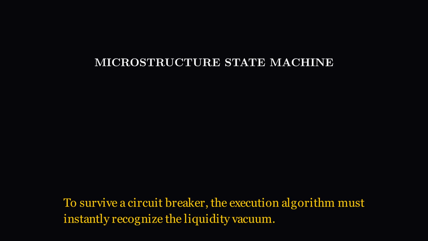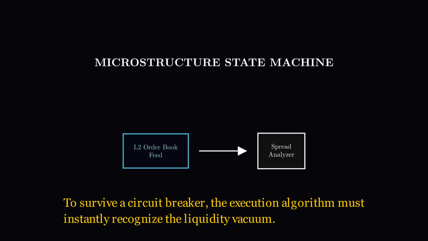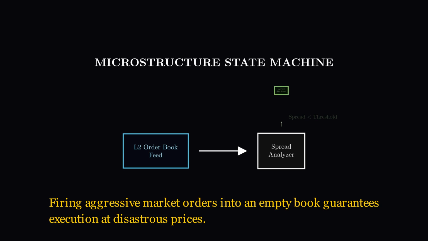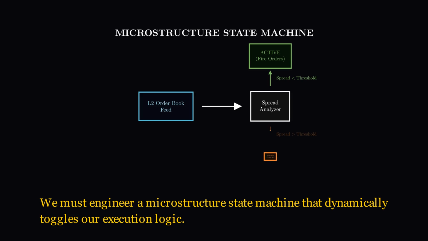To survive a circuit breaker, the execution algorithm must instantly recognize the liquidity vacuum. Firing aggressive market orders into an empty book guarantees execution at disastrous prices. We must engineer a microstructure state machine that dynamically toggles our execution logic.